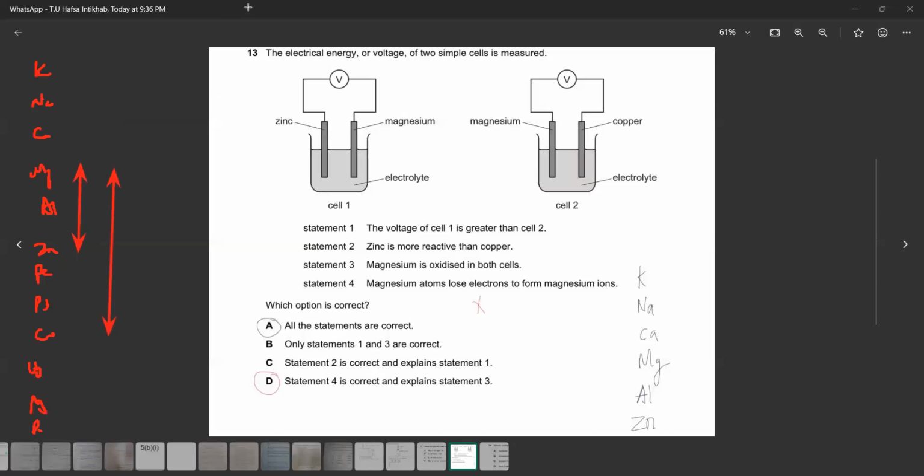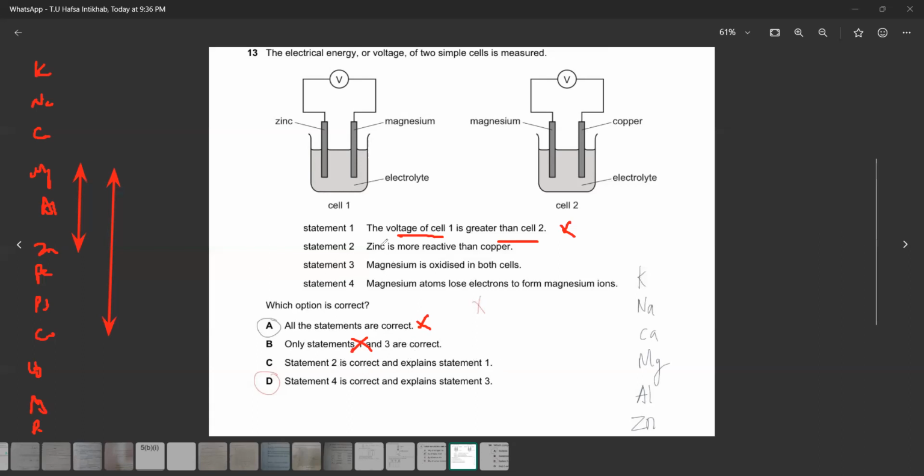So cell 1 voltage will not be more, it will be less, because there is a smaller difference in reactivity. Cell 2 voltage will be higher. So the statement that the voltage of cell 1 is greater than cell 2 is wrong, because they have a smaller difference in reactivity. So statement 1 is totally wrong. Any option with statement 1 is wrong: all statements are correct is wrong, only statement 1 is correct is wrong, 1 and 3 are correct is wrong.